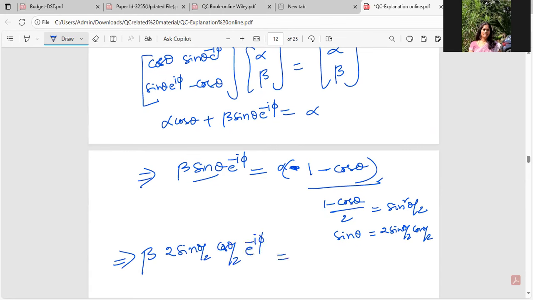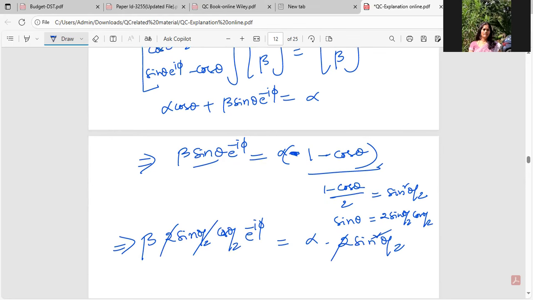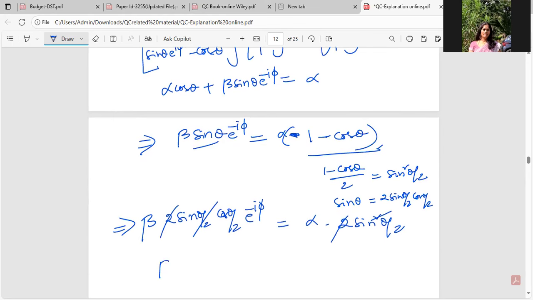So anyways, alpha into this one is what? 2 sine squared theta by 2. Because there's a minus sign, it is sine squared. Otherwise, it would have been cos squared. Okay. So 2 and 2 go off, sine and sine go off. So I'll be left with beta cos theta by 2 e power minus i phi. This is equal to alpha sine theta by 2.